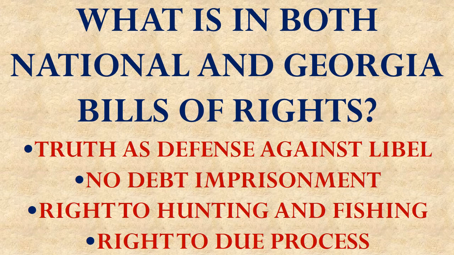What is in both the National and Georgia Bill of Rights? Is there something in both of them about truth being a defense against libel, or about no debt imprisonment? Or is there something in both of them about the right to hunting and fishing? Or is there something in both of them about the right to due process? The thing that's common to both of them is the right to due process. Those other three are things that are in the Georgia Constitution, but not in the National Constitution.